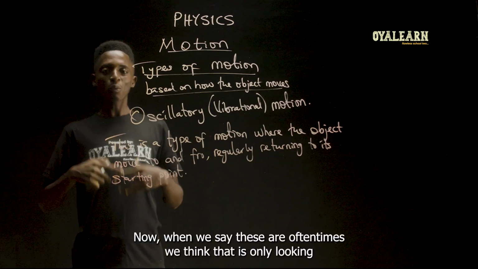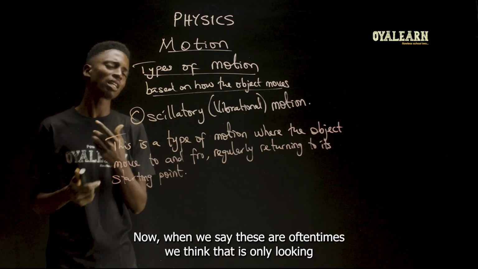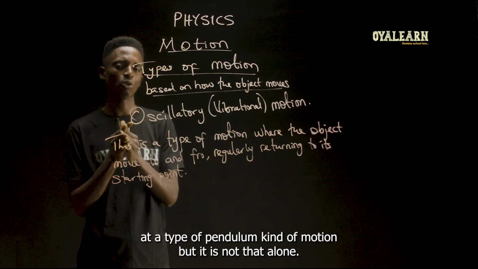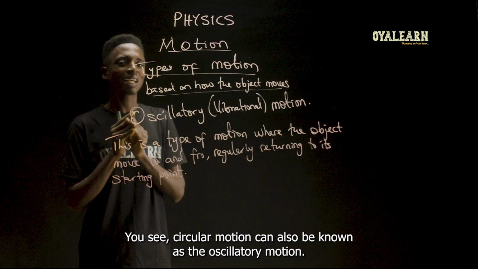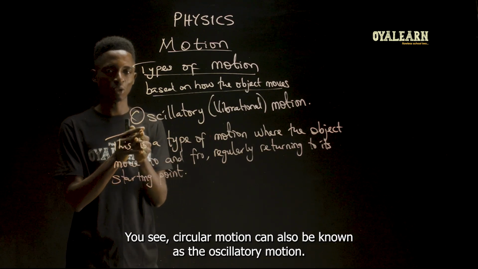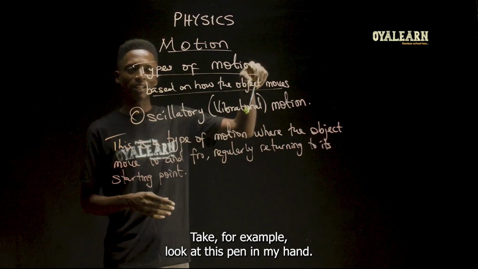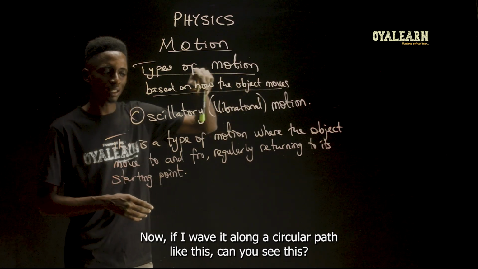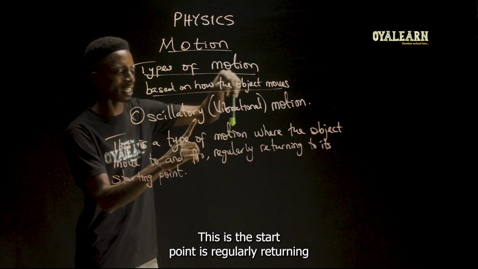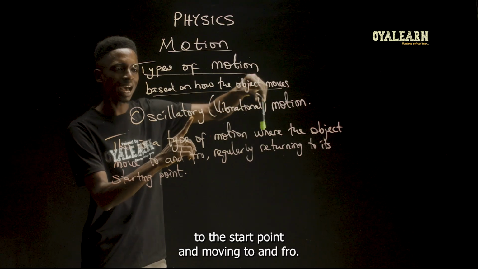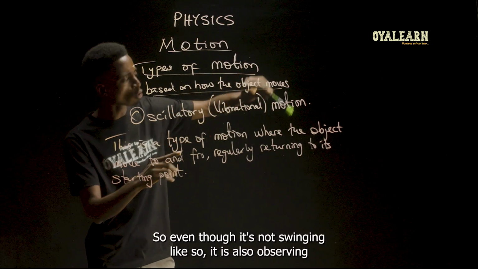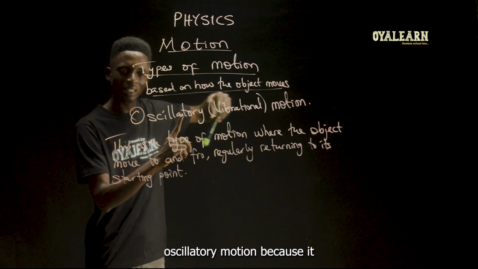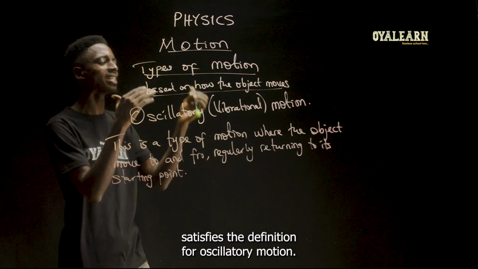Now, when we say this, oftentimes we think that it's only looking at a type of pendulum kind of motion, but it is not that alone. You see, circular motion can also be known as the oscillatory motion. Take, for example, look at this pen in my hand now. If I wave it along a circular path like this, can you see this? This is the start point. It is regularly returning to the start point and moving to and fro.